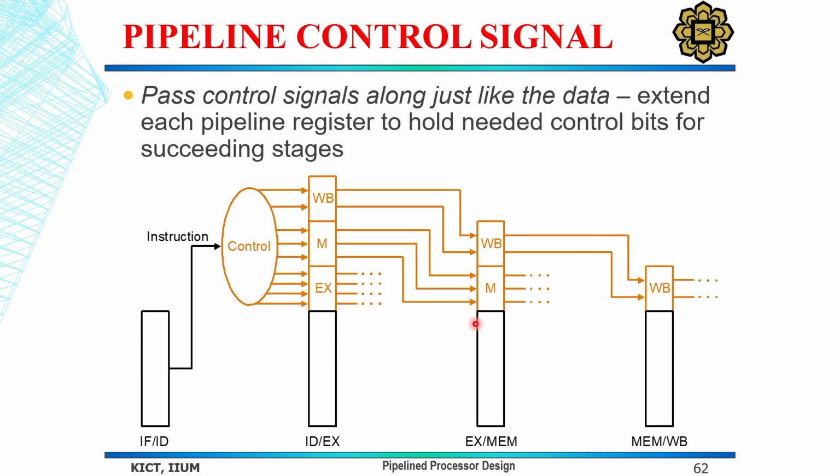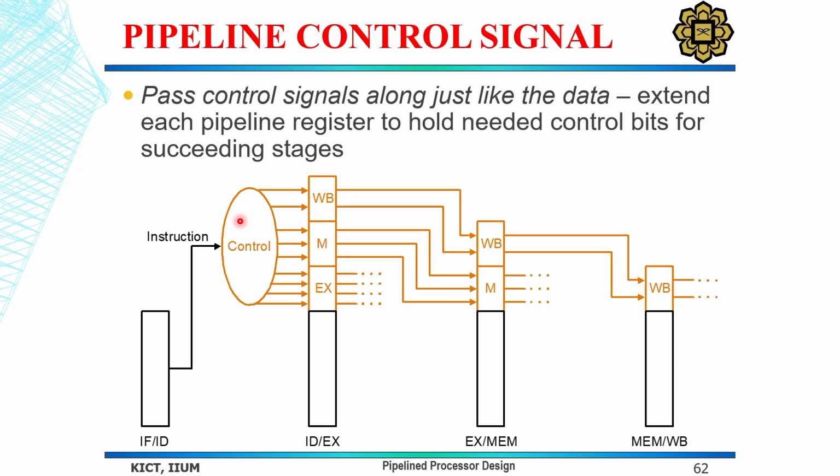Okay, so in a pipeline processor, control signals are not only used immediately where they are generated. Since you know that in the single cycle data path, the control signals are created and utilized in the same cycle itself. But in the pipeline processing, that is not the case.